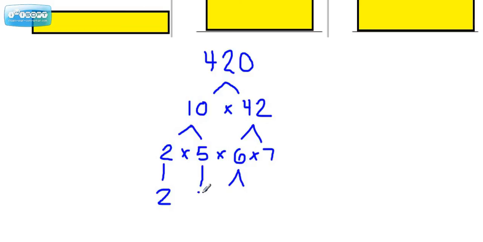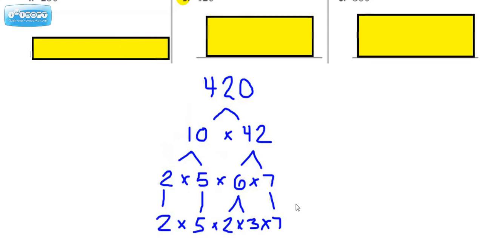We have a 2 and we have a 5. And then let's think of the numbers that we could multiply to get 6 other than 1 times 6, and you should have come to mind 2 times 3. And then we'll bring the 7 down. All right, now let's look at this row here and make sure that they're all prime. That's prime, that's prime, that's prime, that's prime, and that's prime.